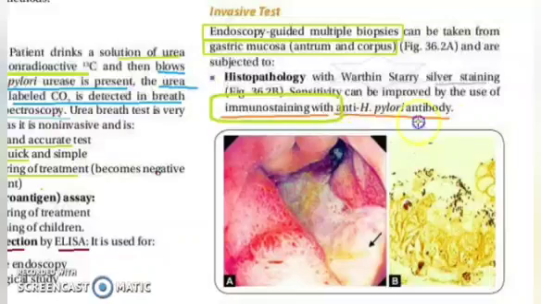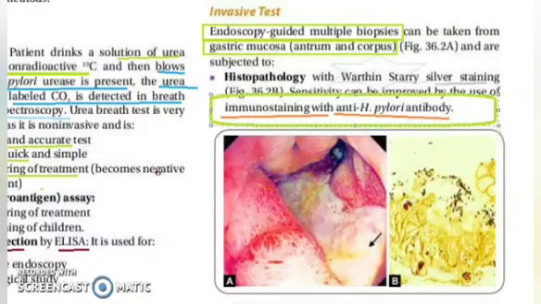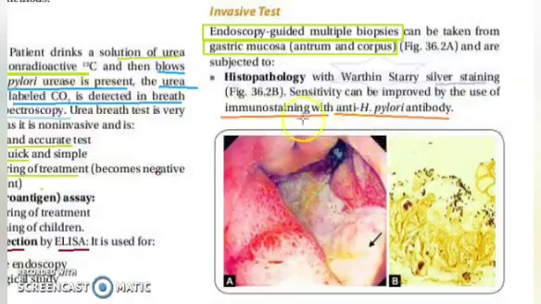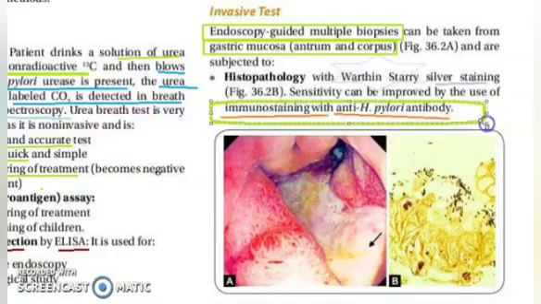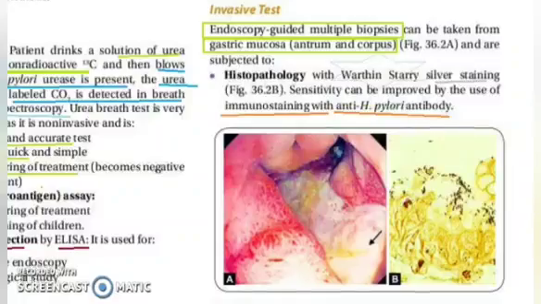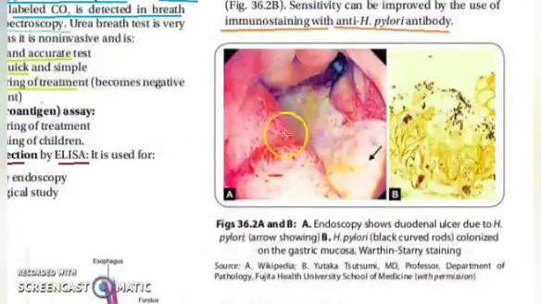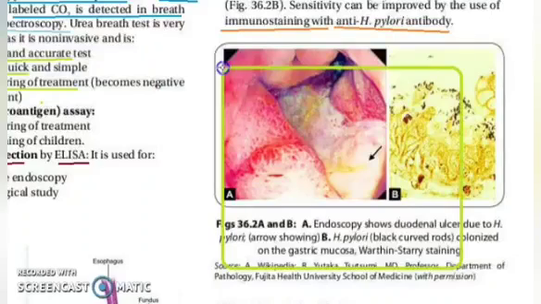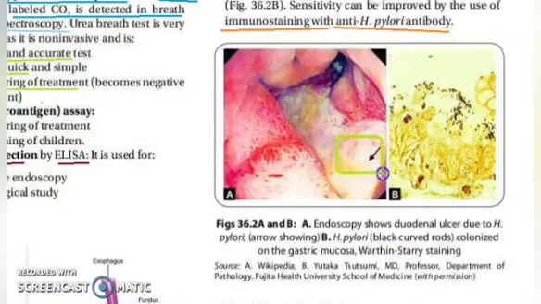and you can use immunostaining with anti-H. pylori antibody. If you have these anti-H. pylori antibodies, you can add those and you will have immunostaining, okay. So, look at this diagram from Apurva Shastri. Endoscopy shows duodenal ulcer due to H. pylori. Arrow is showing duodenal ulcer. This is duodenal ulcer seen in an endoscope.